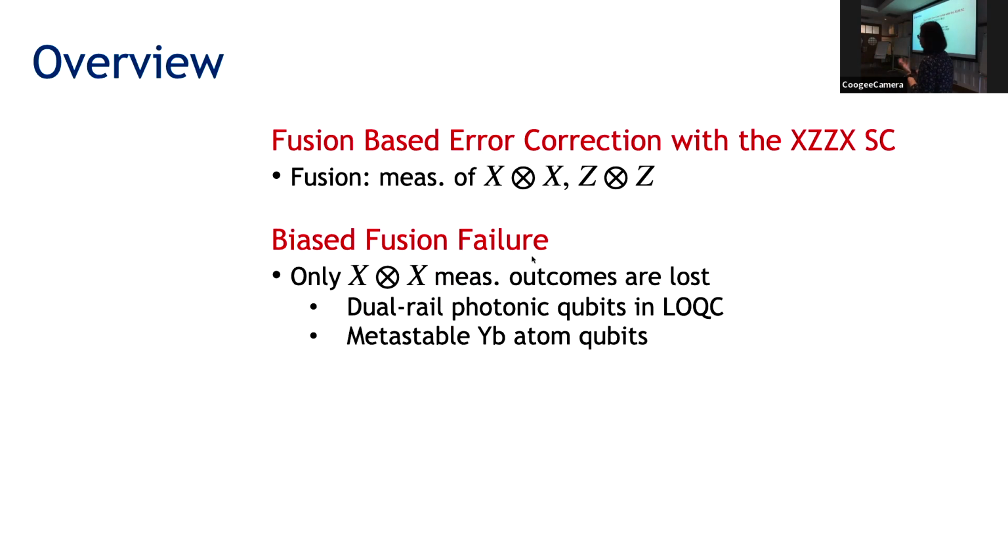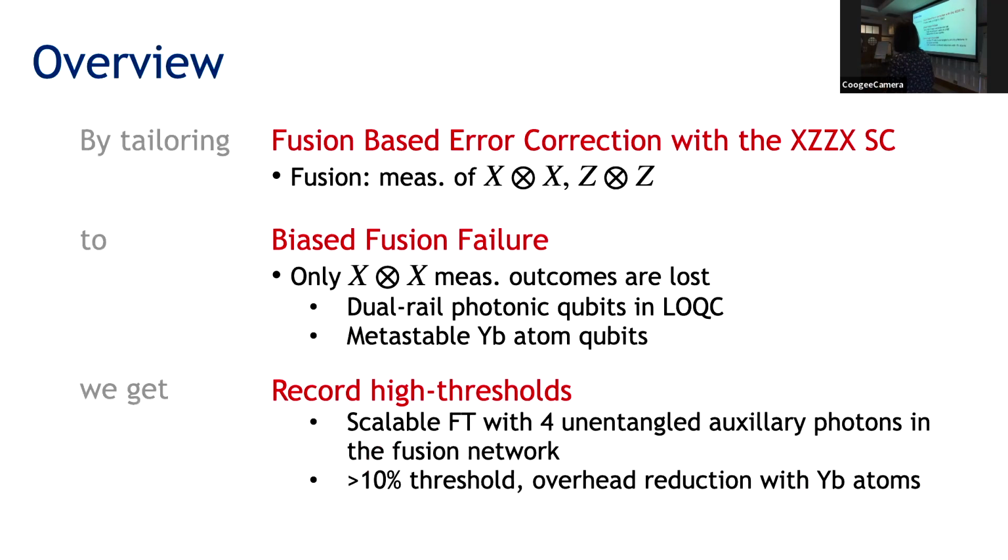So the noise model I will consider is when fusion failures are biased. What I mean is that your hardware is such that your ZZ measurements are more reliable than XX measurements. This is a noise model that is relevant in linear optics and in dual rail qubits in linear optical systems, as well as, I will show you, in metastable ytterbium atom qubits. So what I will show you is how to tailor fusion-based error correction such that when you have such biased fusion noise, you are able to get high thresholds.